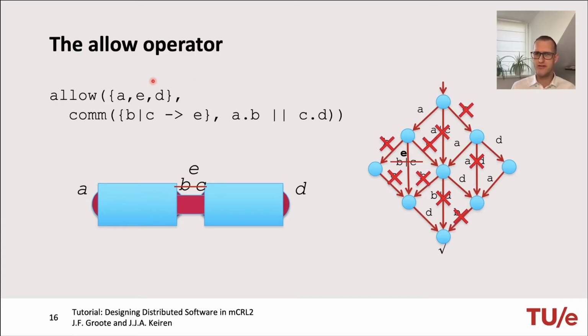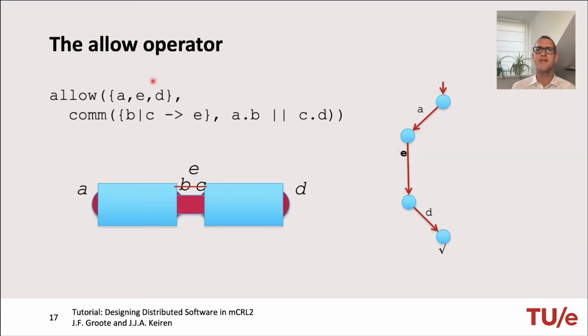Now, of course, this may render part of the label transition system unreachable, and all those unreachable states are not considered either. And the result of this process is the one where the first process does A, then the processes synchronize on E, and then the second process can do the D, and then we have successful termination.